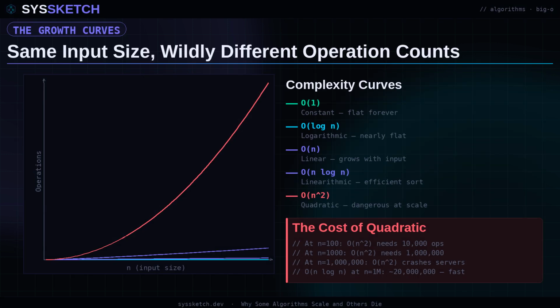Now let us look at the growth curves visually. At n equals 100 the differences look manageable. O of n squared needs 10,000 operations. O of n log n needs roughly 700. But at n equals 1,000, O of n squared needs 1 million operations, while O of n log n needs 10,000. By n equals 1 million, O of n squared needs 1 trillion operations. No server on Earth processes a trillion operations per query in acceptable time. Meanwhile, O of n log n needs about 20 million operations, fast enough to run in milliseconds on commodity hardware. This is why algorithm selection matters more than infrastructure spend once you are past a certain scale. You cannot hardware your way out of a quadratic algorithm in a hot path.